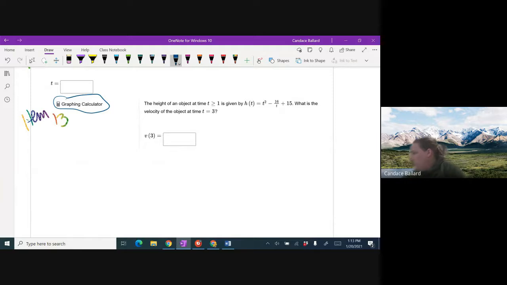So the height of the object at time t, for t greater than or equal to 1, is given by h of t equals t squared minus 16 over t plus 15. What is the velocity of the object at time t equals 3?